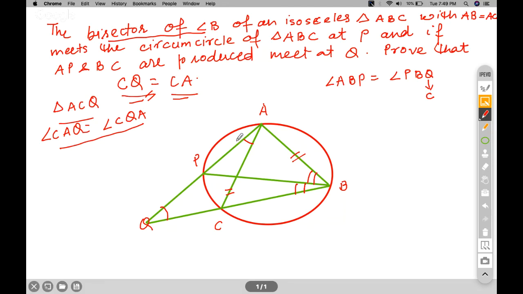Now, I know that the exterior angle of any particular triangle is equal to the sum of the two opposite interior angles. It means that this angle ACB would be equal to the other two angles, the angles I am talking about, that is, the summation of these two angles, CAQ plus CQA.